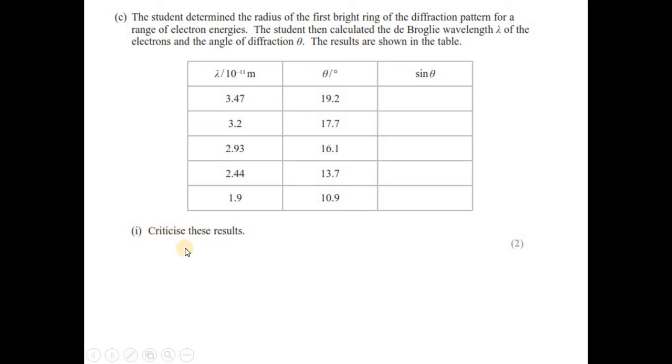Most common answers: a small number of readings, inconsistent significant figures. You can see here we are using 3SF, then 2SF, then again 3SF. So we have inconsistent significant figures, a small number of readings, and of course a small range, from 1.9 to 3, or from 10 to only 19 degrees, just a 9 degree difference. So the student is using a small range, and moreover no repeat readings are shown in any column. That's the kind of thing you can write, and these are the most common or typical answers for this type of question.